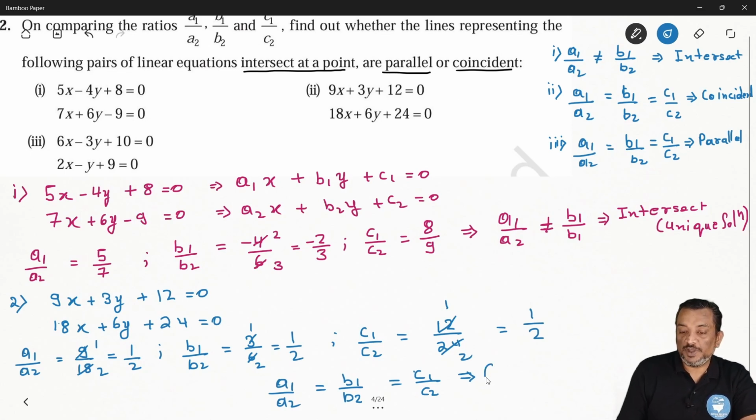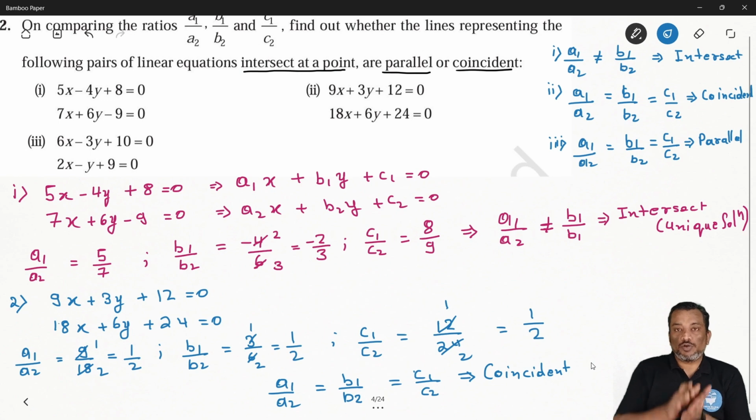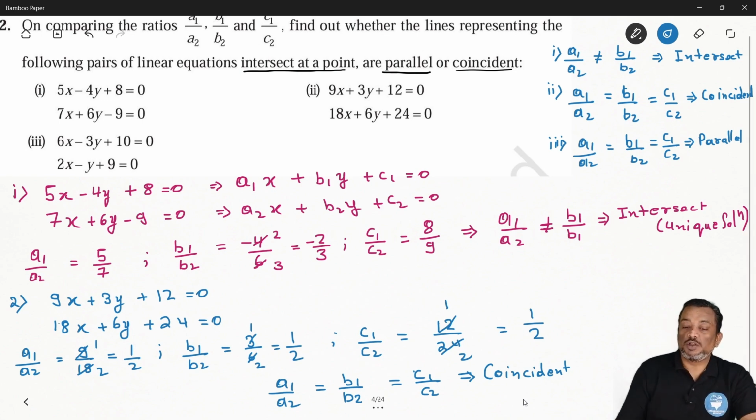So which means it will be forming what? Coincident. Okay? Coincident lines. और यहां पे जो दोनों कोइंसिडेंट होगा एक दूसरे के ऊपर ओवरलैप होगा, तो विच मींस इनफाइनाइट सॉल्यूशन, इनफाइनाइट कॉमन सॉल्यूशन. ठीक है, याद रहेगा, इनफाइनाइट कॉमन सॉल्यूशन.